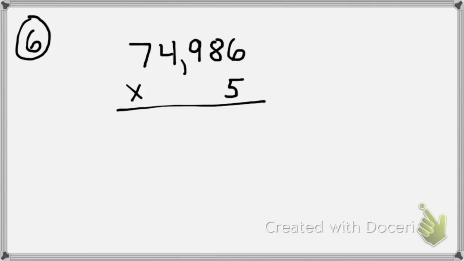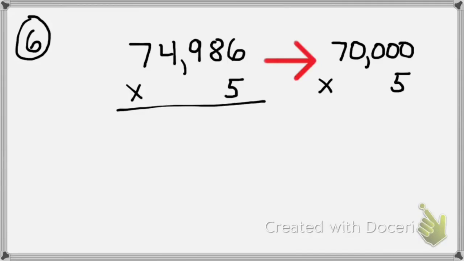That's a little kid's school. That means it will round down. So 74,986 rounds down to 70,000. I look at my next number, which is a 5. That's a single digit. I don't round or estimate single digits, so I'll say times 5. I have the problem 70,000 times 5.